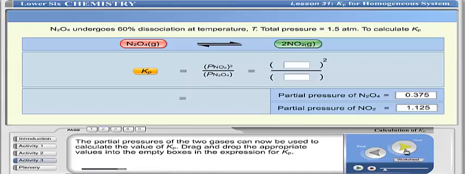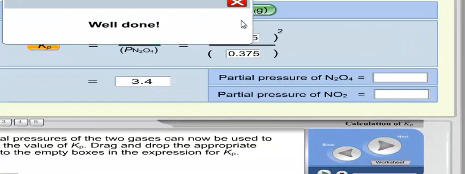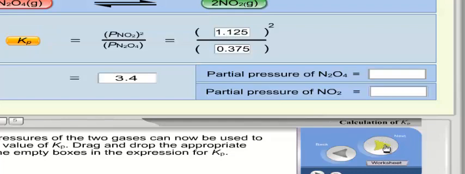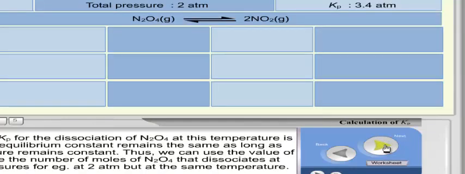The partial pressures of the two gases can now be used to calculate the value of Kp. Drag and drop the appropriate values into the empty boxes in the expression for Kp. The value of Kp for the dissociation of N2O4 at this temperature is 3.4 atmospheres. The equilibrium constant remains the same as long as the temperature remains constant.